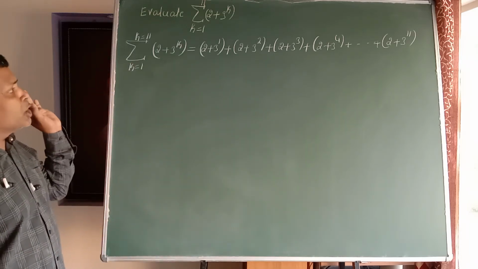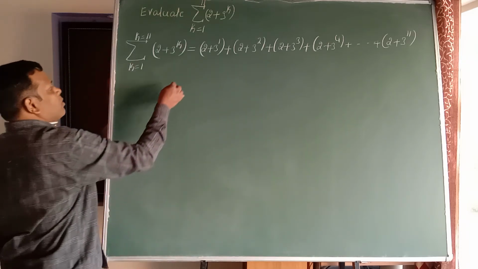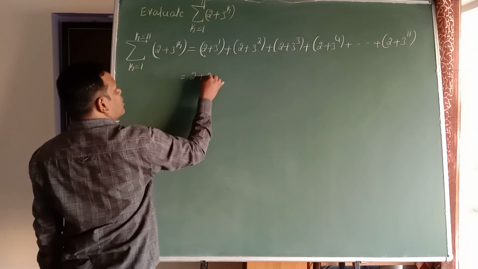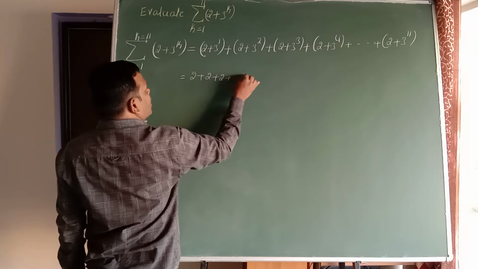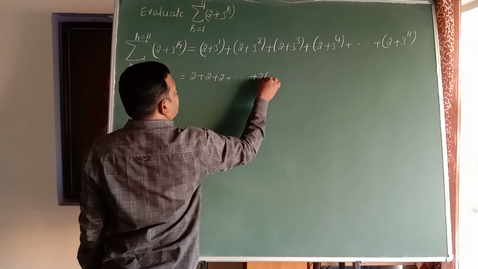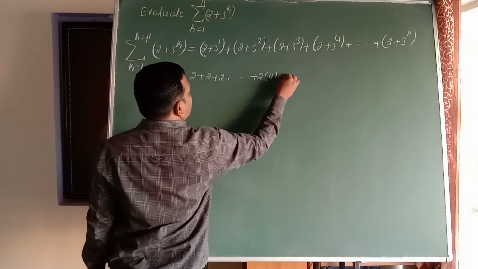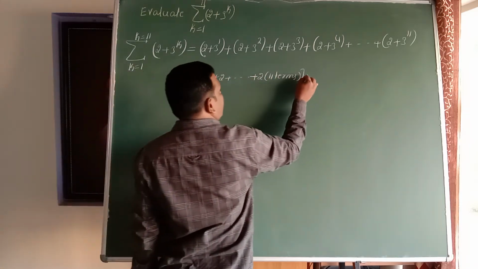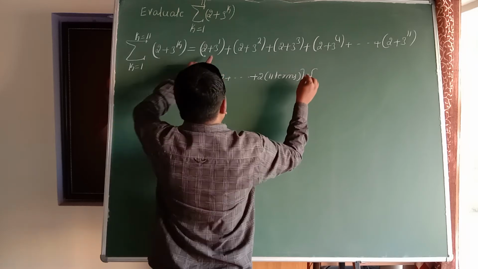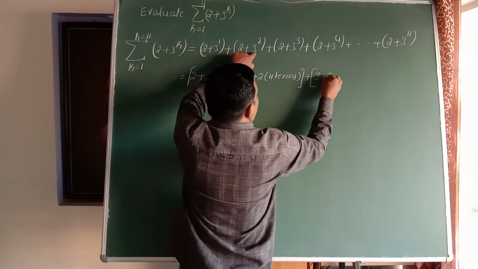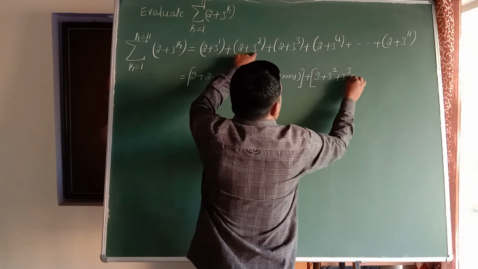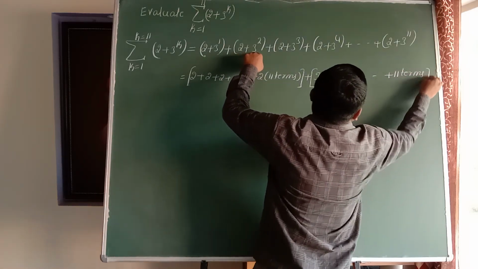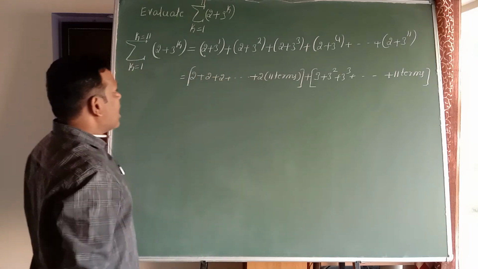Now group all the 2 now. 2 plus 2 plus 2. So on up to 2. How many terms here? 11 terms. Plus the remaining thing is what? The remaining thing is 3 power 1 is 3 plus 3 square plus 3 cube up to how many terms? 11 terms. Up to 11 terms. Got my point? Now have a look on this.